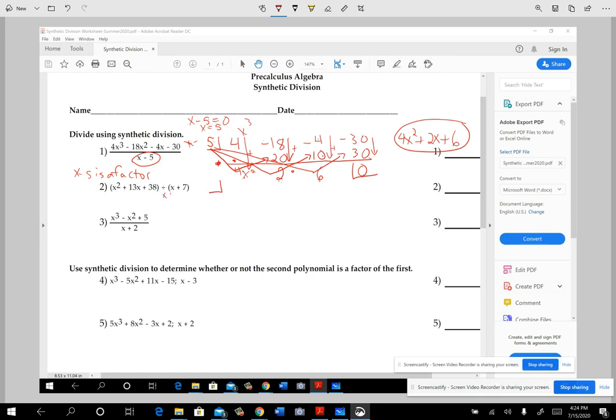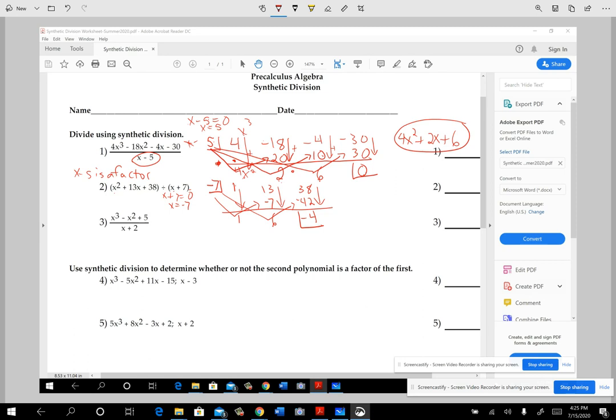So on this one, don't forget to think about the fact that if x plus 7 is what you're dividing by, what goes in the box is negative 7. Then you have a 1x squared, you have 13x, and 38. So you set it up like that. This will be a 1, that'll be a negative 7. This will be a 6, that'll be a negative 42. This will be a negative 4. That's your remainder. So that means x plus 7 is not a factor of x squared plus 13x plus 38.